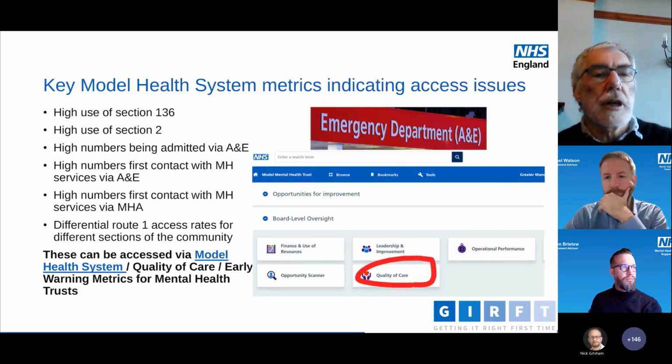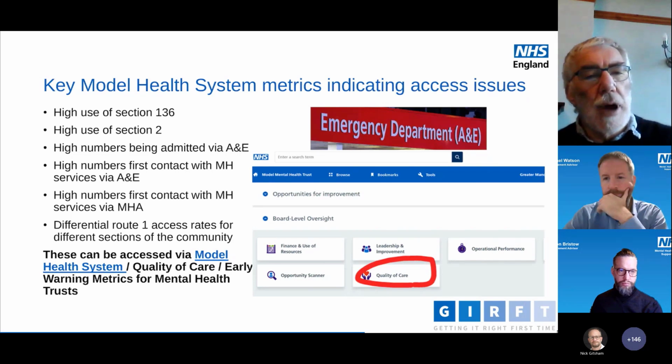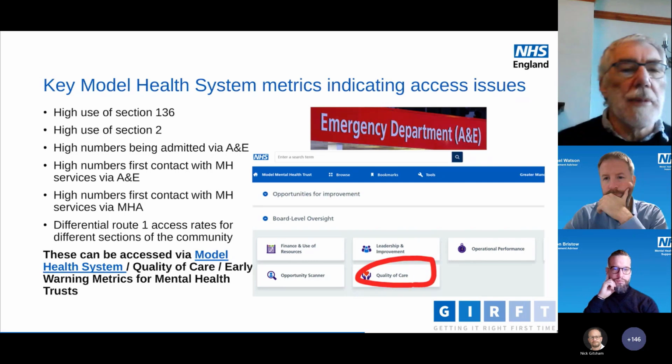High numbers coming into mental health services for the first time through the Mental Health Act. Again, why are they having to get to that stage of being seriously ill, to the point where they're going to have their liberty deprived as the first point of contact with the mental health service? There is something seriously wrong with the access routes in that time. And like I said, we've got lots of stuff we can talk about with you about how you can look at that and segment that and start to identify the ways forward.